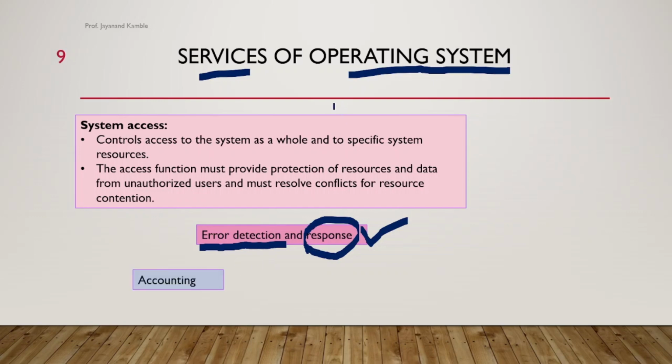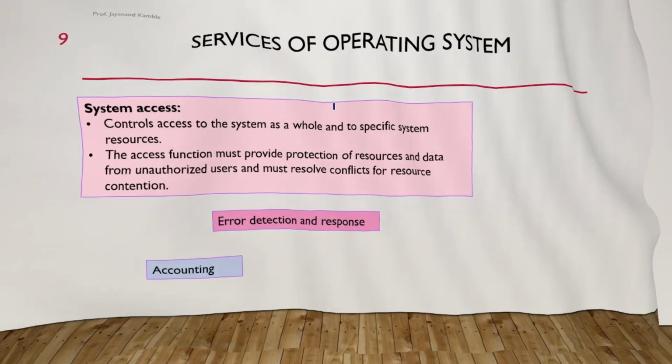And finally, accounting. In accounting, how many resources are available, how many files are available, which files are getting accessed by which process currently being executed, all that information is available with the operating system, which helps in proper scheduling of the devices so that the system will not enter a deadlock situation. That is one more important service of the operating system.